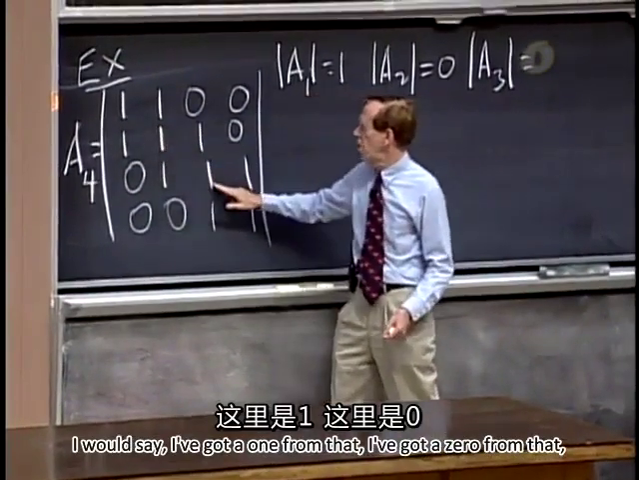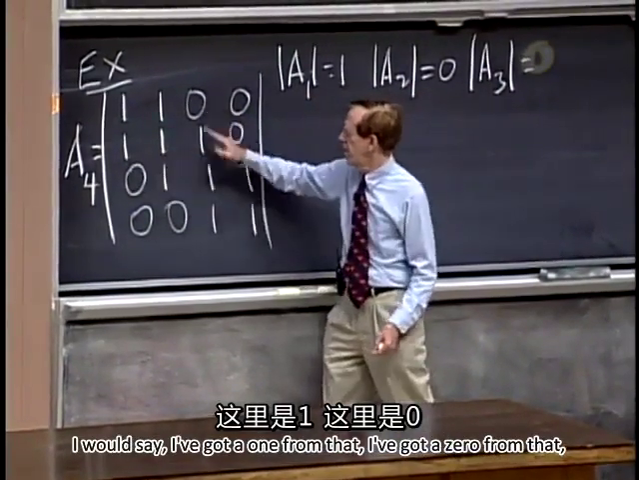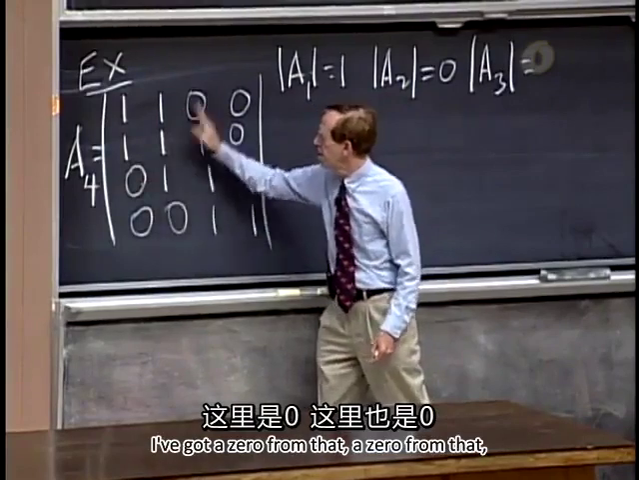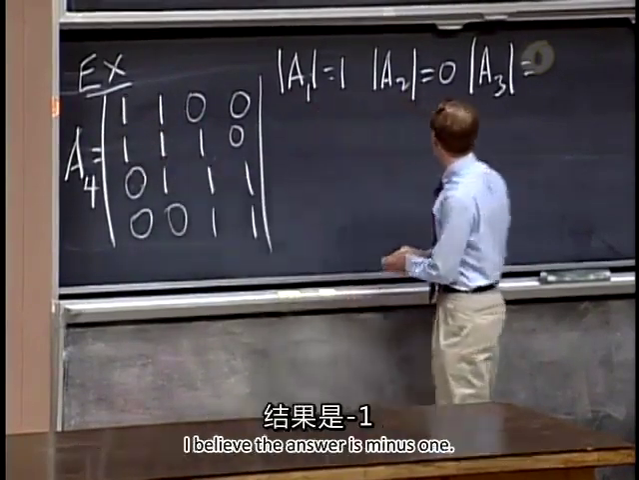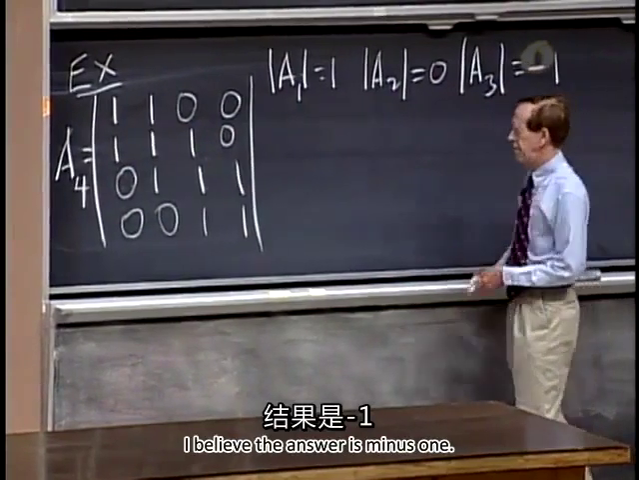I would say I've got a 1 from that. I've got a 0 from that. I've got a 0 from that. A 0 from that. In this direction is a minus 1. In that direction is a minus 1. I believe the answer is minus 1.